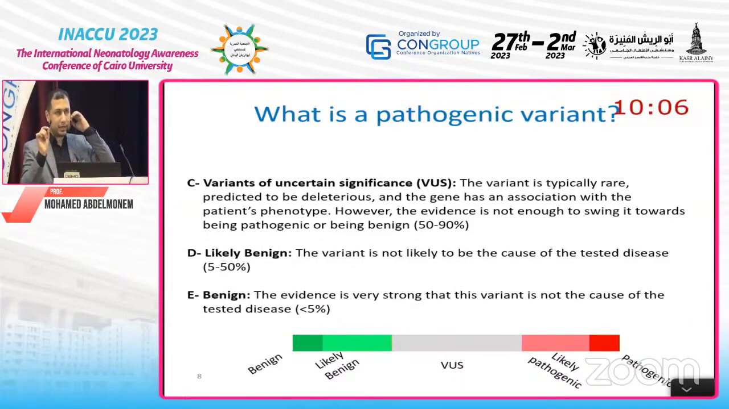What I just want to clarify is that a variant of uncertain significance is not one type of variant, it's a spectrum. Some of these variants are very close to being pathogenic, and some of these variants are very close to being benign. So we have to be very cautious when reporting variants of unknown significance.